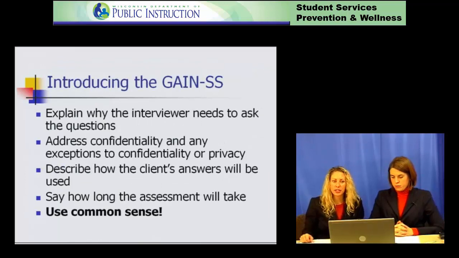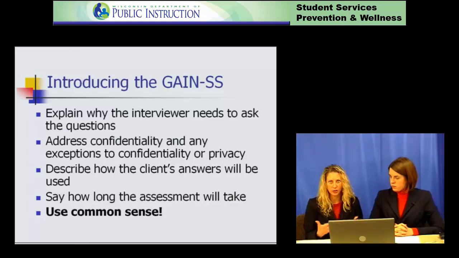When you're introducing the GAIN Short Screener, you want to explain why you, the interviewer, need to ask these questions. You want to give a purpose and some generalization as to why you're sitting down with your client and asking these questions. You want to address the confidentiality and exceptions to confidentiality or privacy issues. You want to describe how the client's answers will be used for future purposes. You want to mention how long the assessment will take, and then again, you'll always want to use common sense when introducing the assessment.